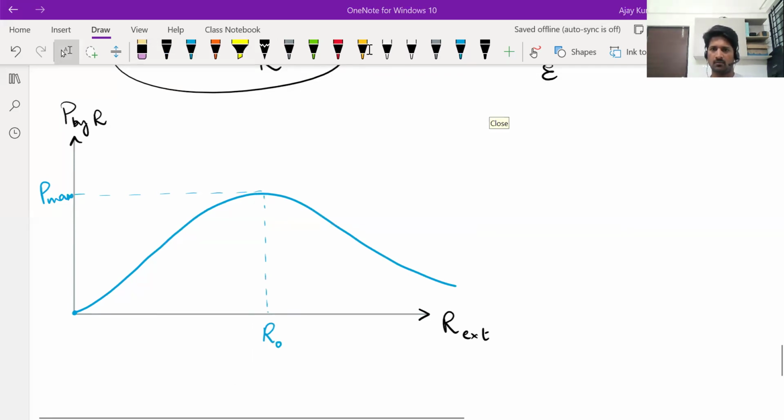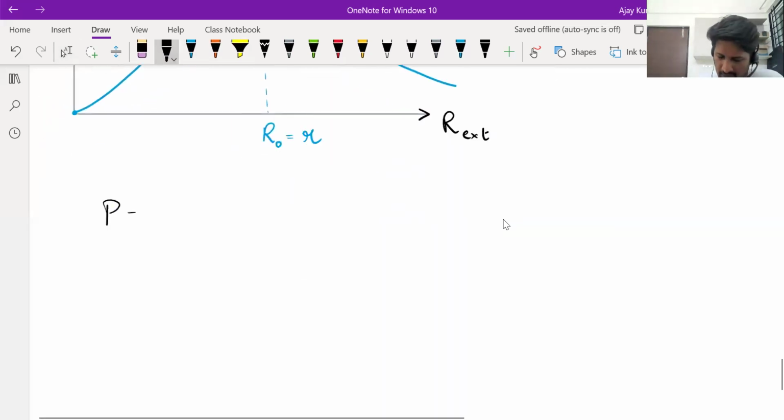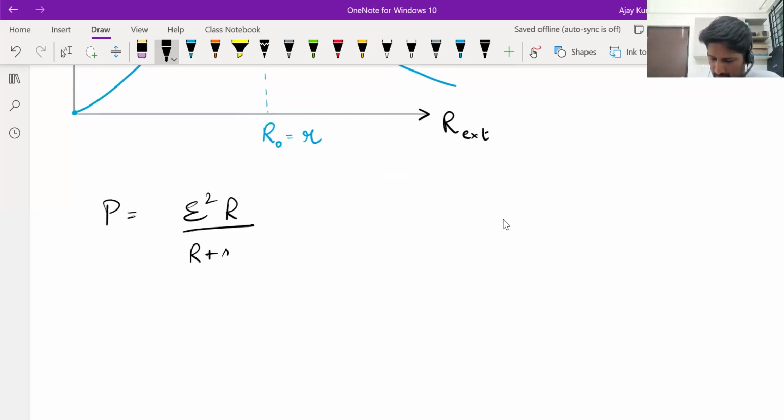It should be equal to the internal resistance. When external resistance is equal to internal resistance, you'll see that it dissipates maximum power. How do we prove it? Power is E square capital R divided by capital R plus small r whole square.